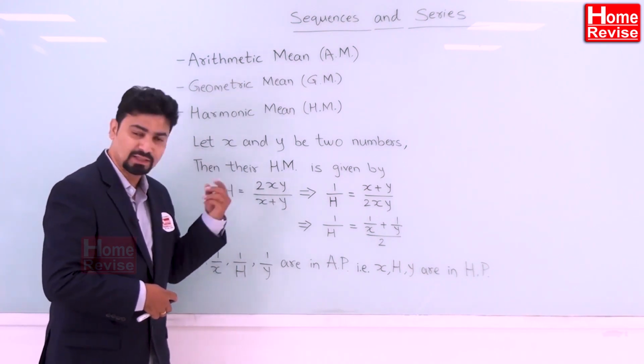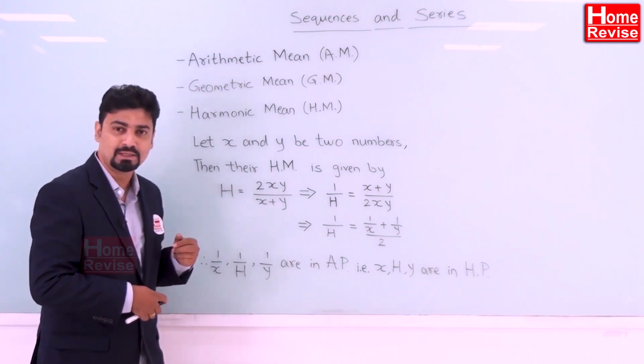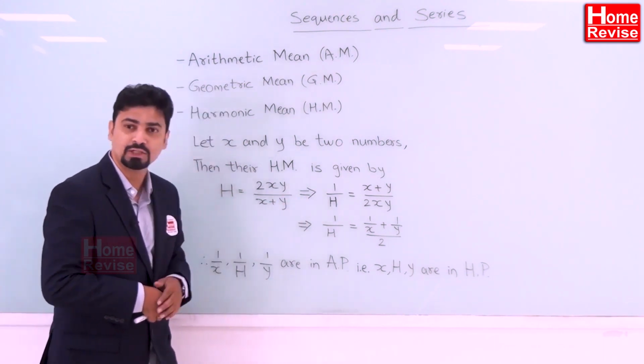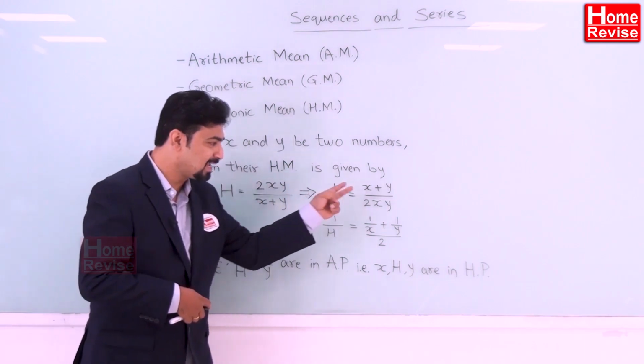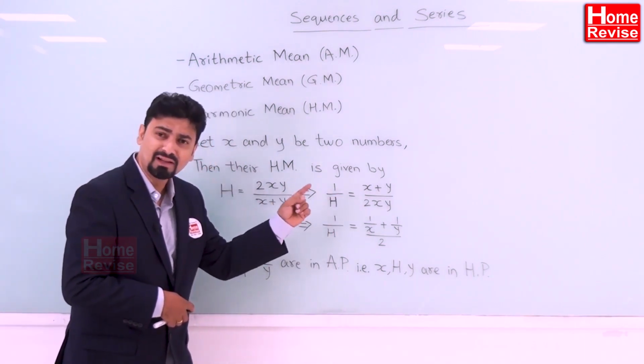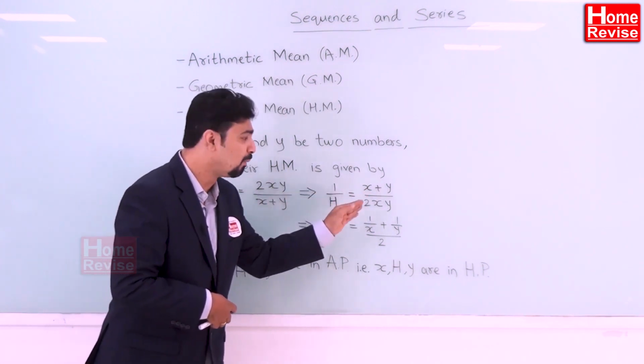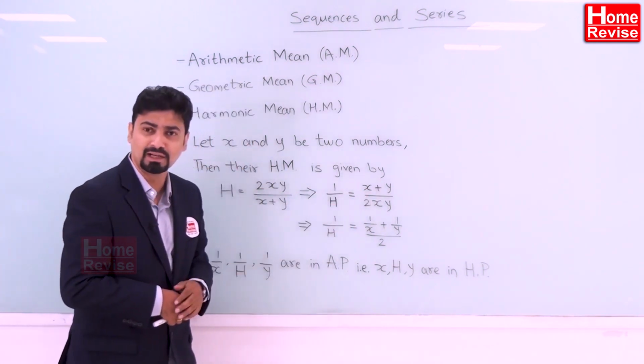Now let us simplify this further. I will be taking the reciprocal on both the sides. So here I have 1/h, and on the right hand side I can write (x + y)/2xy. Now I can further write this as ((x + y)/xy)/2. So I can separate the denominators.